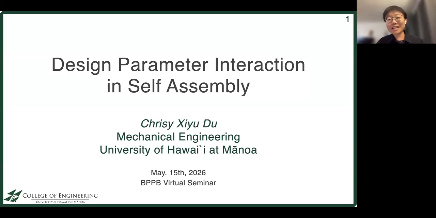It's really amazing to give my talk after Miranda, because I also care a lot about the geometry of particles. So today my talk is on design parameter interactions in self-assembly.